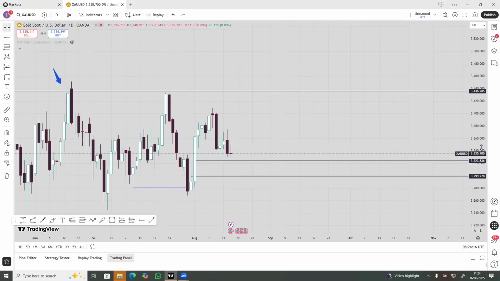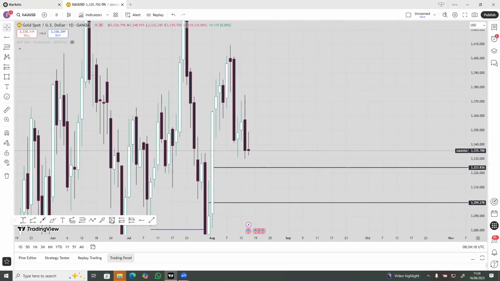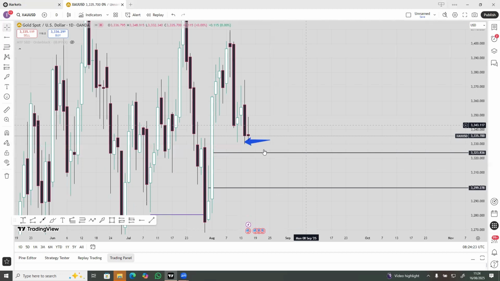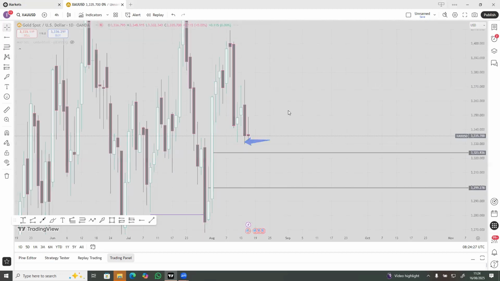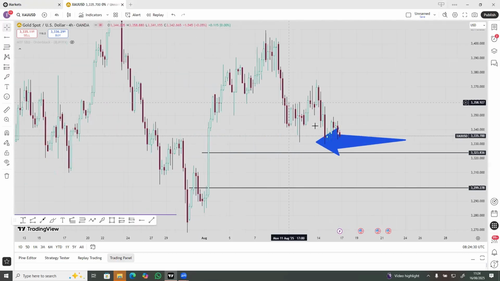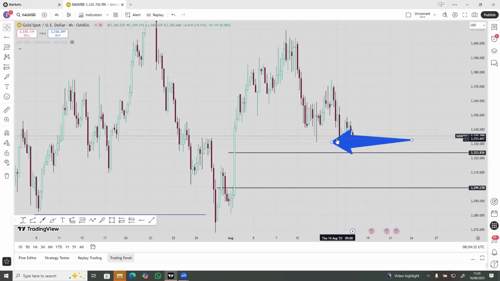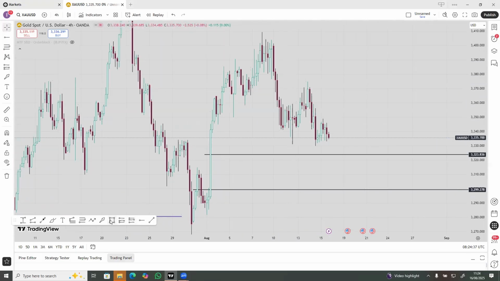Lakini pia tukiangalia hapa, there is a lot of liquidity which is not yet swept. So we can shift our time frame to 4-hour time frame to get more details on this market structure. Okay, on 4-hour time frame we have this liquidity sweep. You can see that one. This one is liquidity sweep, and we have market shift here.